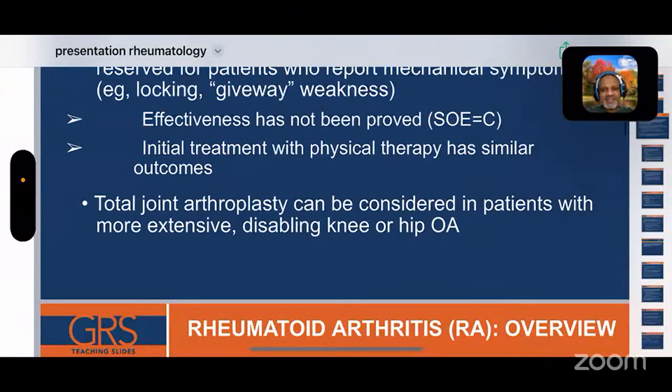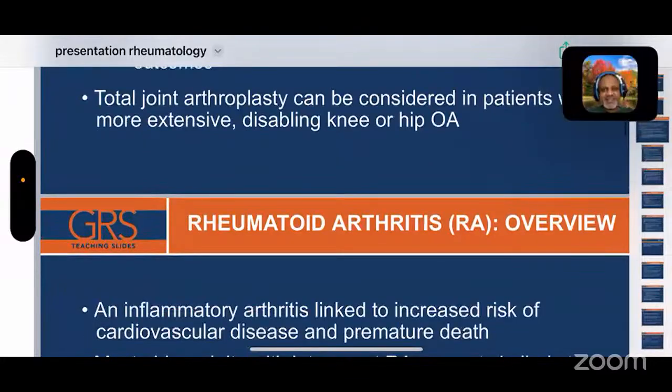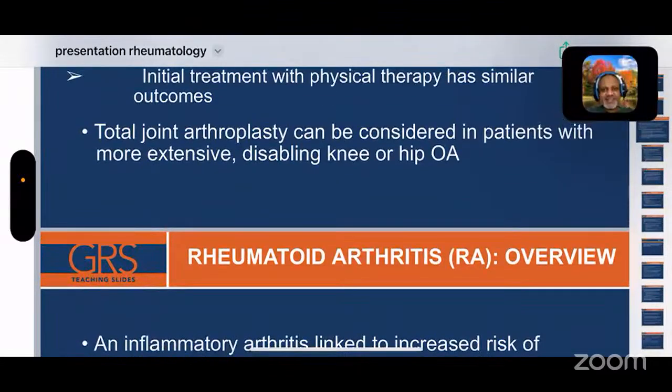This is about osteoarthritis. Now we will move to another common topic, rheumatoid arthritis. Rheumatoid arthritis is an inflammatory arthritis with risk of systemic cardiovascular disease and premature death. It also affects the lung and causes lung disease. Most older adults with late-onset rheumatoid arthritis present similarly to younger adults, so the presentation is not related to age.